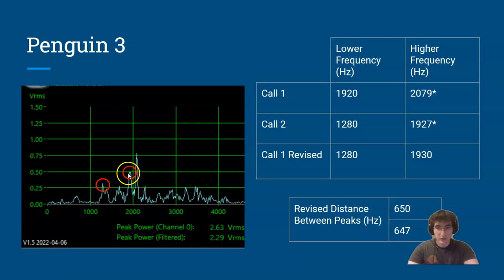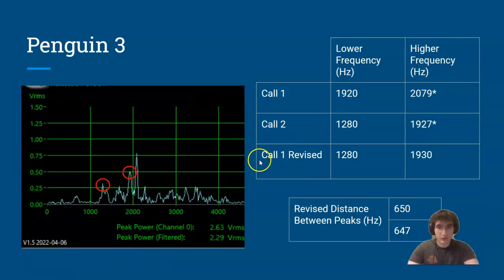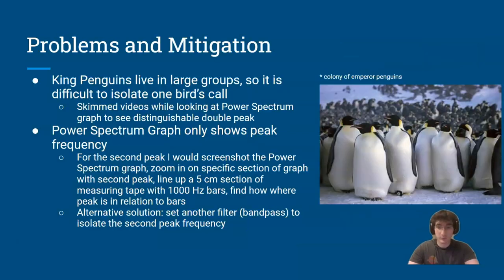So to fix this, I edited the power spectrum graph on the top for call 1 because I noticed that the two secondary peaks were very similar to the peaks from the second call. So using these two secondary peaks in this call 1 revised, I get very similar frequencies to call 2. And that can be seen here in the distance. This is call 1 revised, and this is call 2. So that gets a better distance between peaks.